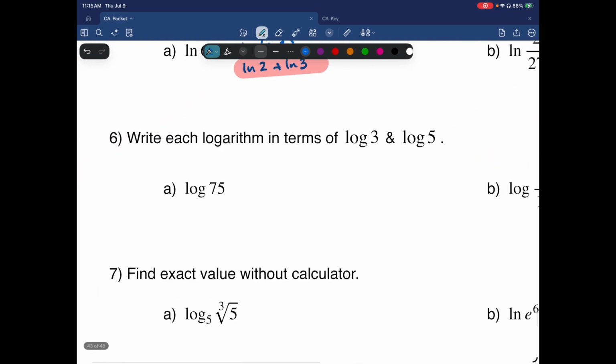I'm going to do the same thing in terms of 3 and 5. So here you have, this would be the same thing as 3 times 25. So this would be log of 3 plus log of 5 squared. And again, I don't want that power there. So that's going to be log 3 plus 2 log 5.